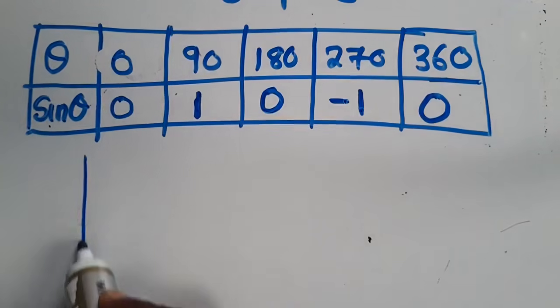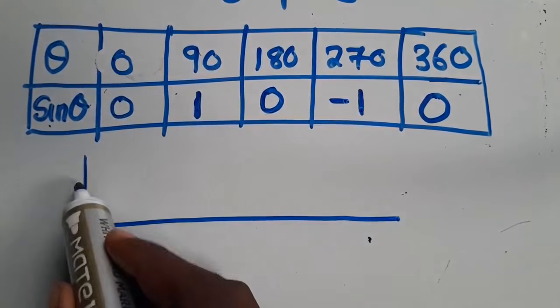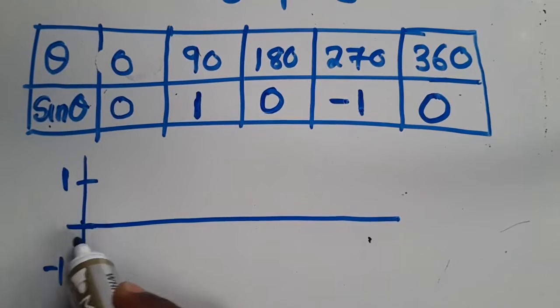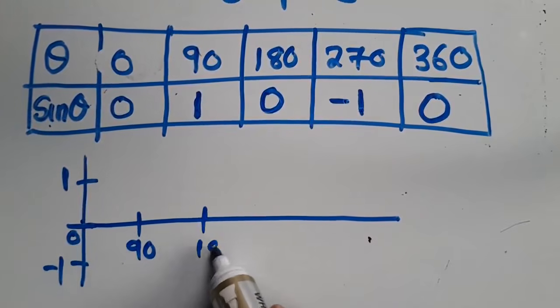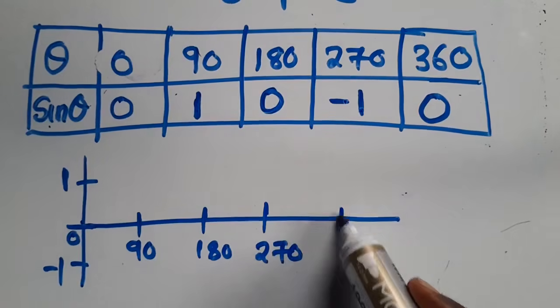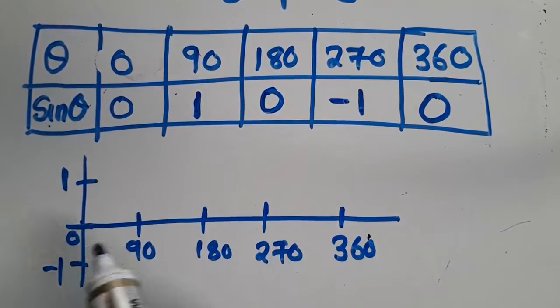So let me finish this. You put something like this, where you say there is 1, here you put -1. Here you know that there is 0, 90, 180, 270, 360, like this. So you sketch this.